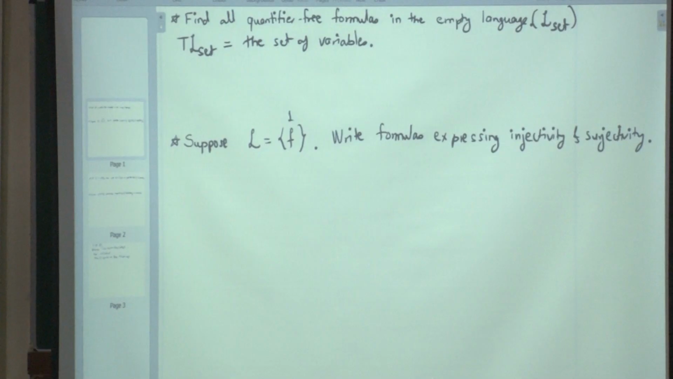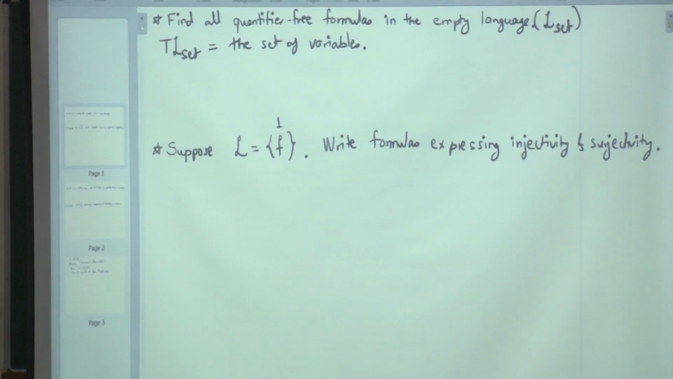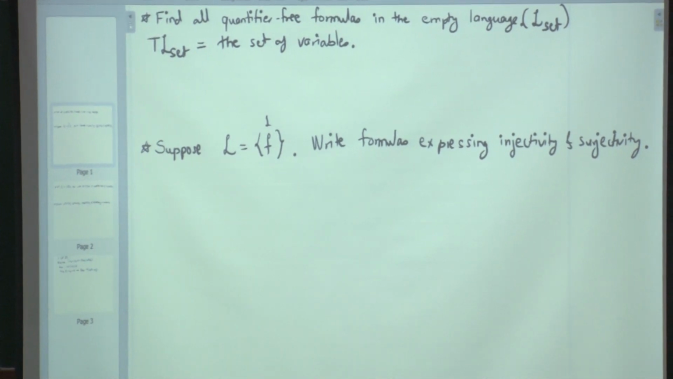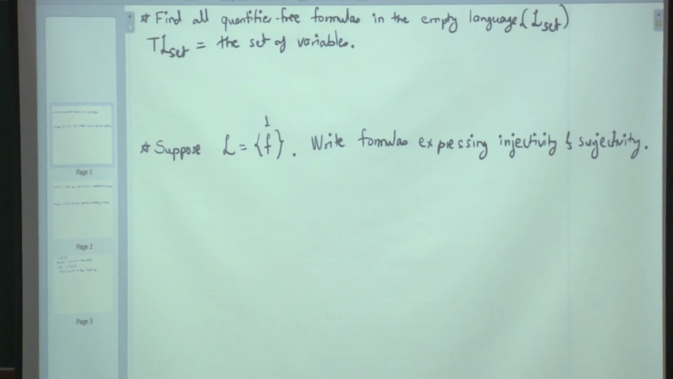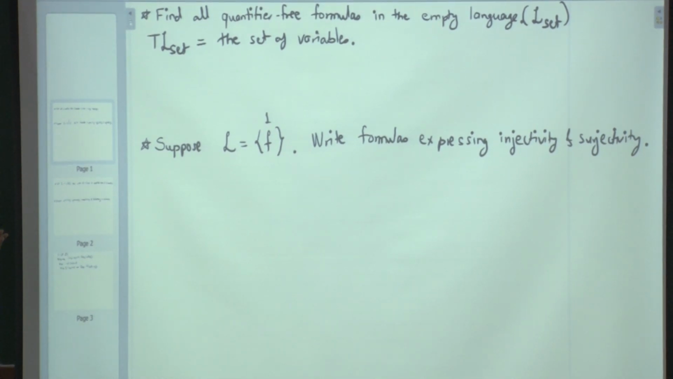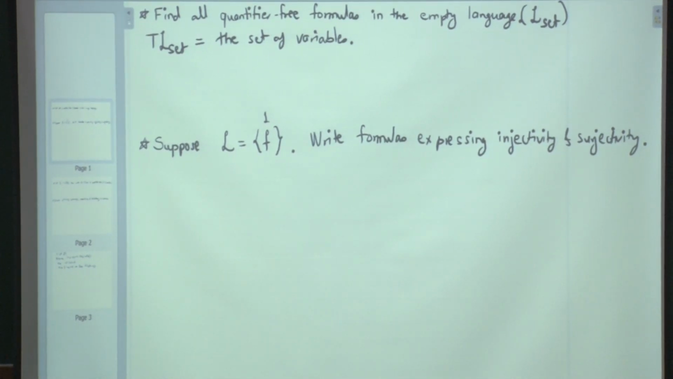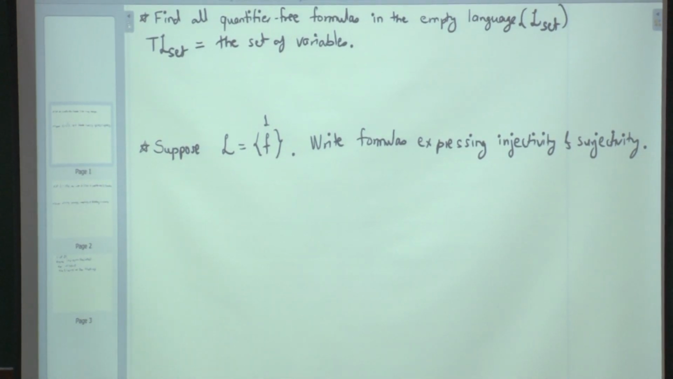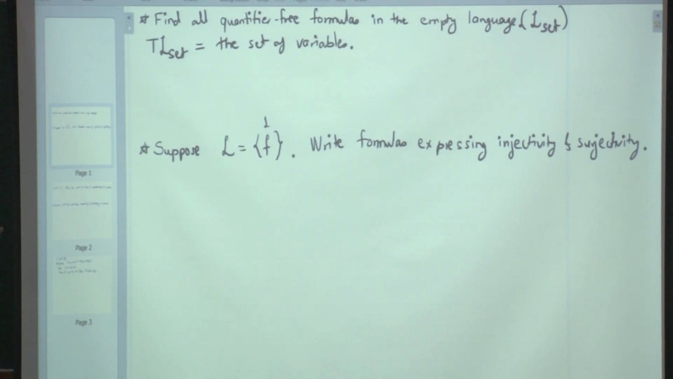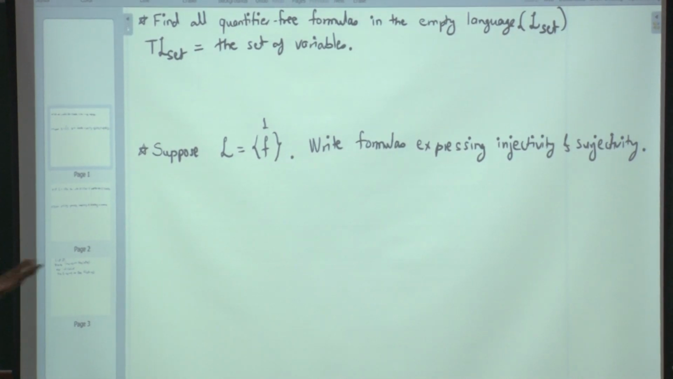Right. Okay. Then what are the atomic formulas in this language? What is F1? F1 is about relation symbols. But are there any relation symbols in this language? No. So then F1 prime is about equality. So with equality we can equate two terms. So what are terms?